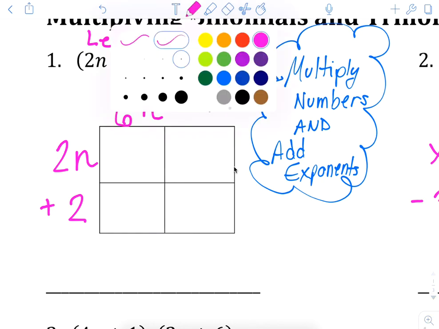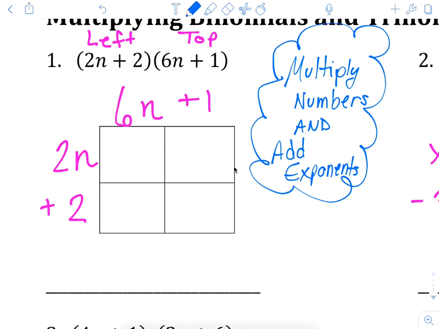The directions are in that blue little cloud right now. We are going to multiply each term. What that means is we're multiplying the big base numbers, that's the 2 and the 6, and we're adding up the exponents for the variables that are the same. So, for instance, in this first box, we're going to be multiplying 2 times 6, that makes it 12, adding up our exponents. So we have an n here and an n here, that makes n squared. We're done with that box, okay?